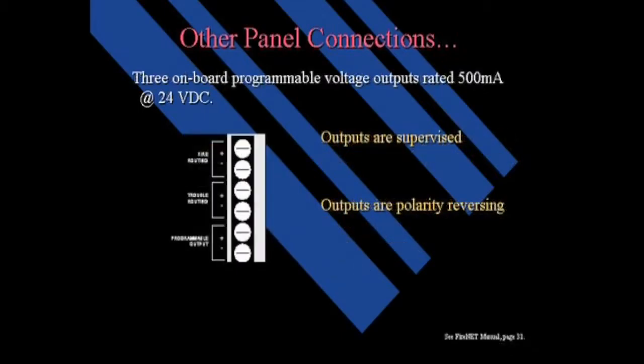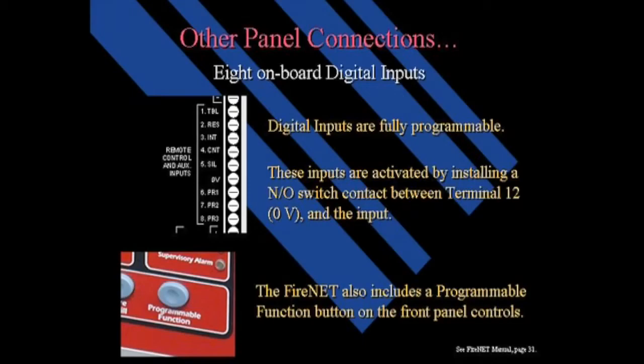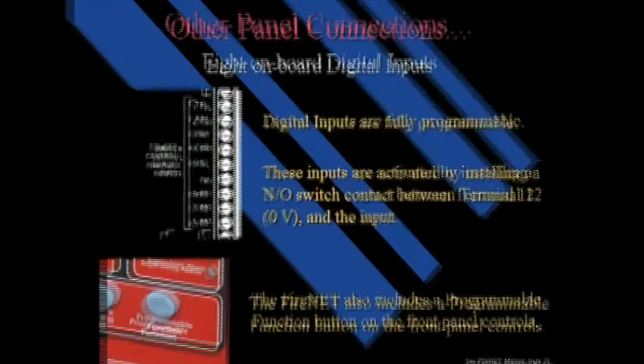The panel has 3 onboard programmable polarity reversing voltage outputs, which are fully supervised as well. The panel comes equipped with 8 onboard digital inputs, which are fully programmable. The inputs are activated by installing a normally open switch between terminal 12, which is the 0-volt reference, and the input. FireNet also includes a programmable function button on the front of the panel.